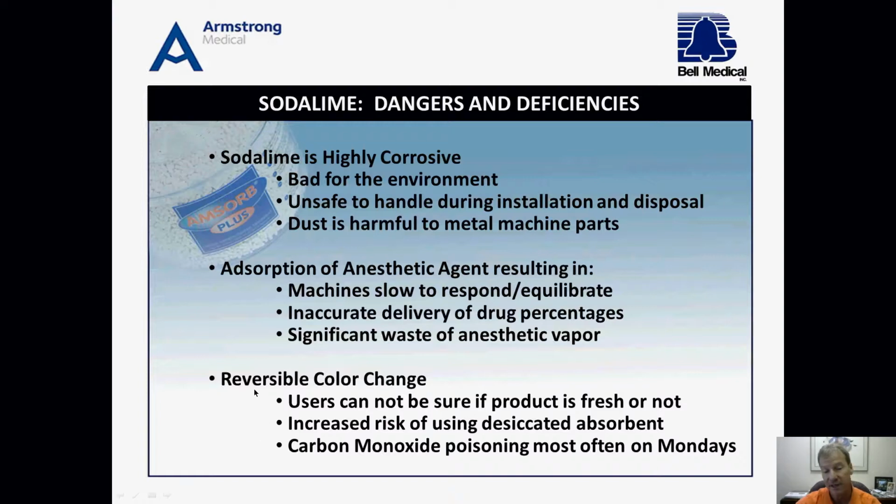That's why you'll sometimes have physicians or hospitals that will change all their absorbents every Sunday night or every Monday morning, because they know on Mondays when they come in, all their absorbent is going to look fresh because they're using soda lime. With Amsorb Plus, when they come in on Monday, if they had a third color change on a Friday, there'll be a third color change on Monday. So they always know where they are with regards to the usage of their absorbent, whereas with soda lime, you never really know where you are.